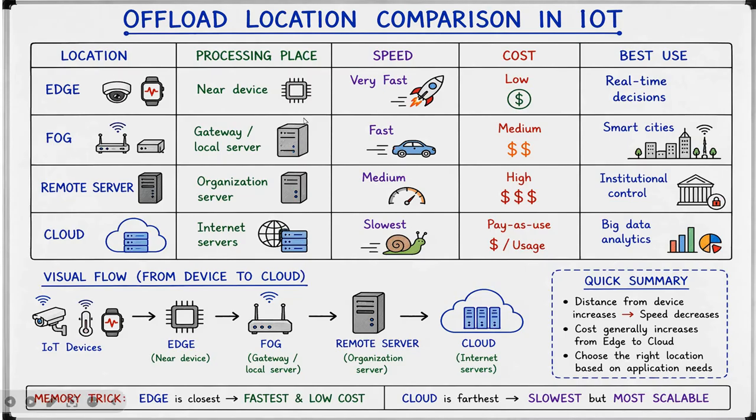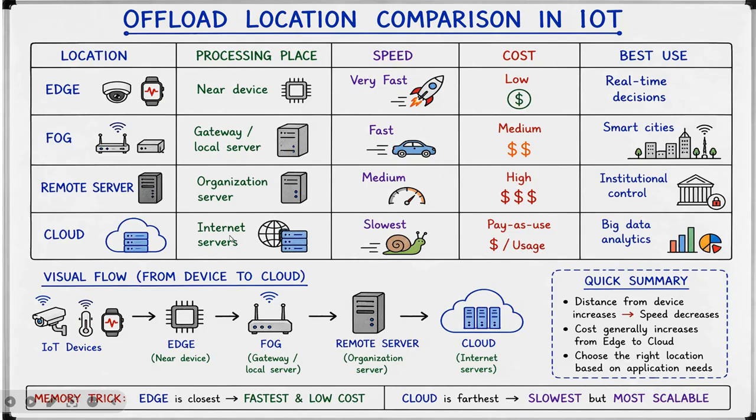Then here fog. Here we use the gateway or the local server for processing. That is, the processing place will be the gateway or the local server, and it is fast. The cost is medium, and it is used in smart cities. Then next is the remote server. The processing place here is the organization server. The speed is medium, cost is very high, and the best use, like where it can be used, is at the institution. Then next is the cloud.